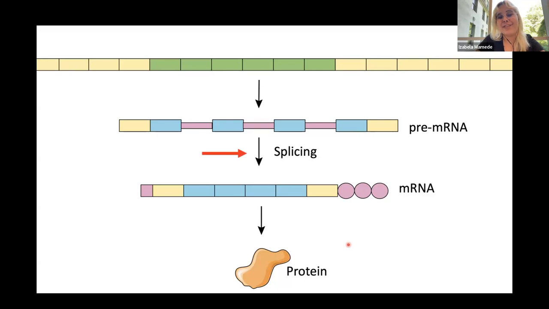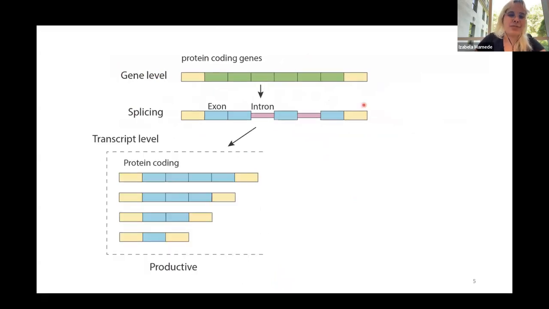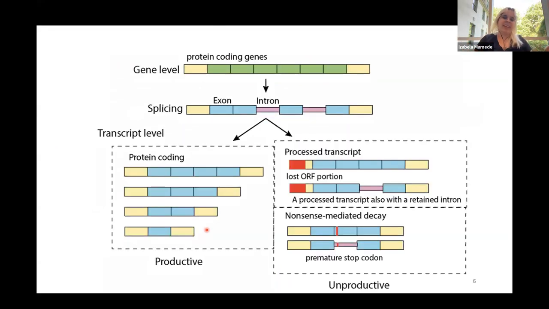We have much more biological variability at the splicing point, and not just in splicing, but also in how RNA polymerase II transcribes, starting and stopping transcription at different sites to produce different transcripts. So in reality, you have a genomic region. If you look at it at the gene level, that's what you're going to see. That genomic region undergoes splicing and can produce protein-coding transcripts, which have the start codon, the stop codon, and only exons, but it can also produce unproductive transcripts.